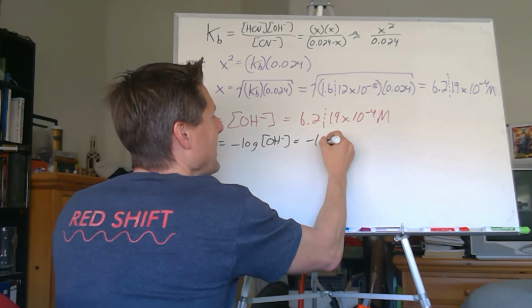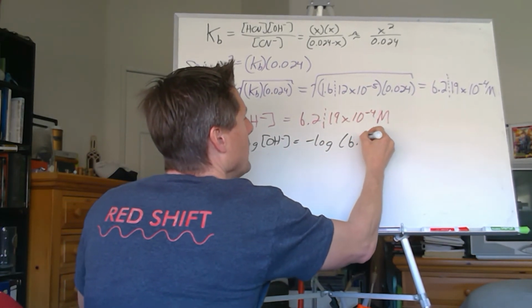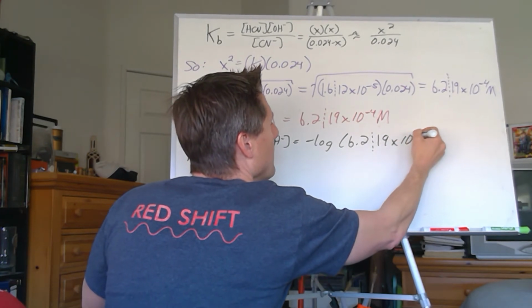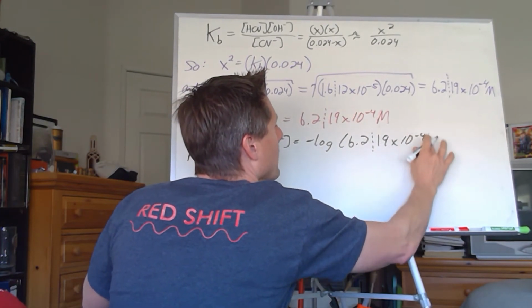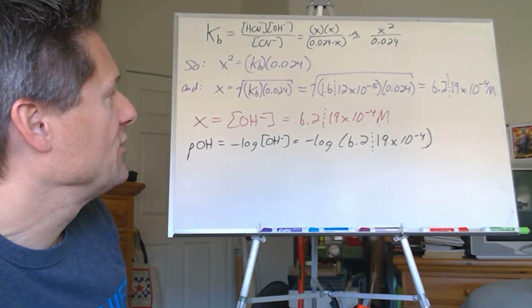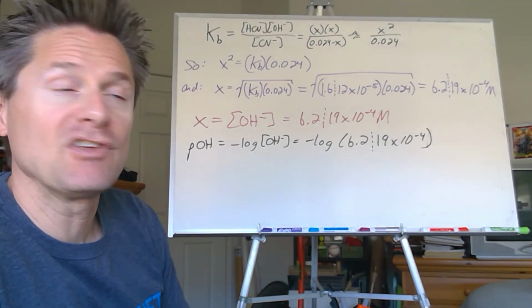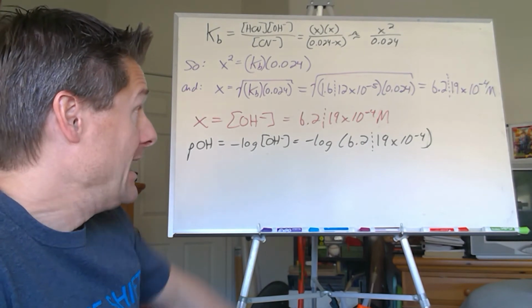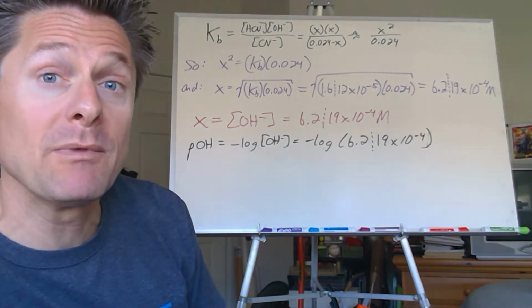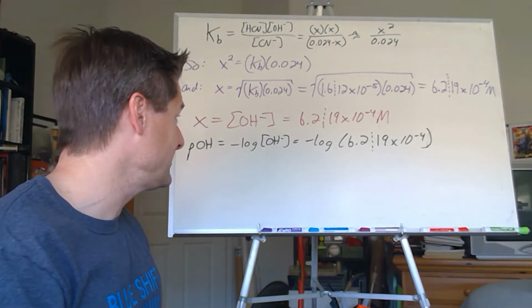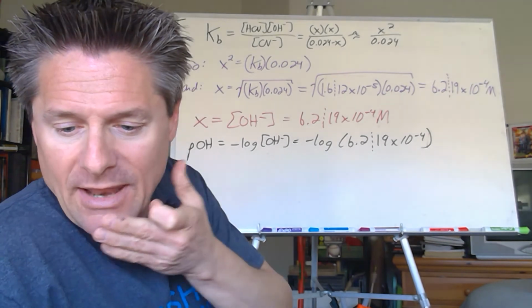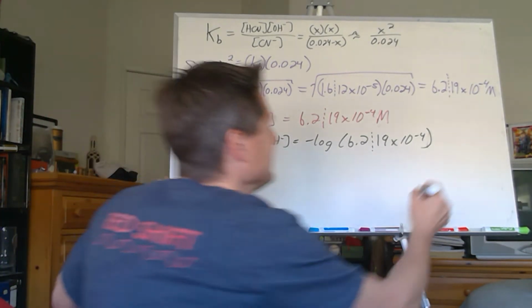So let's take the negative log of 6.219 times 10 to the minus 4th molar. Whoop, I don't even need the molar there. With a vertical dashed line between the 2 and the 1, giving us 2 significant digits in our concentration. Since I'm doing a logarithm, the number of significant digits in the concentration will give me the number of decimal places in my answer. So my pOH, what did I get? 3.2062.